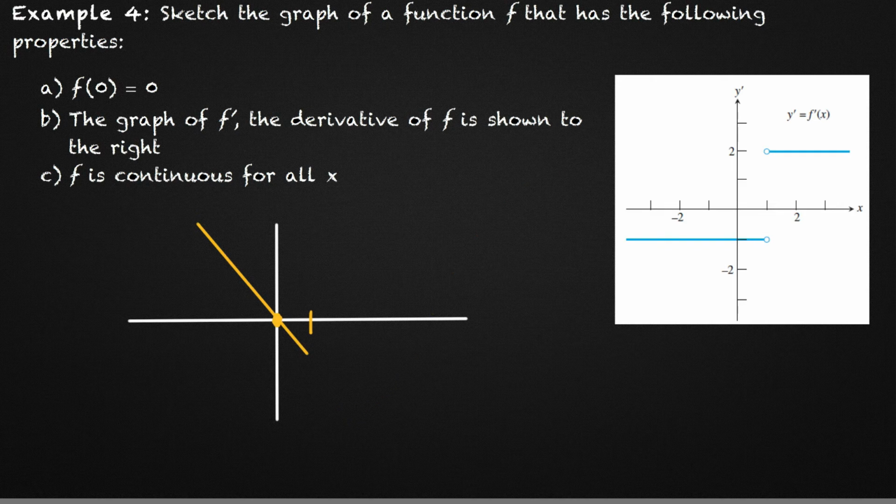We'll make it go like this. And then after that, it switches to a slope of 2, which is a little steeper. So we will make that the slope of 2. So a slope of -1 and a slope of 2, constant. And at 1 is where the slope changes, and it goes through f of 0, and it is continuous for all x. So our graph matches the qualifications.